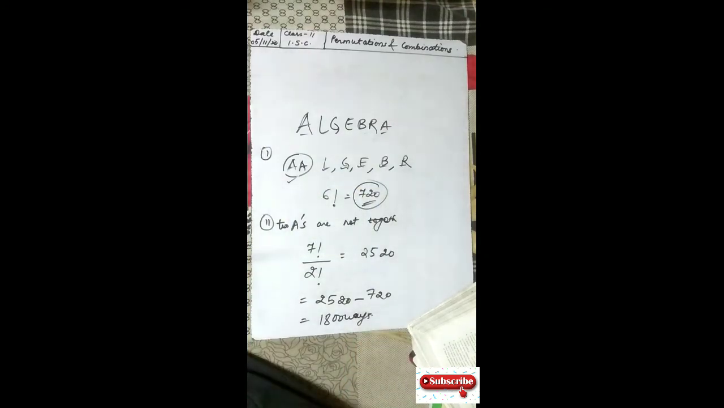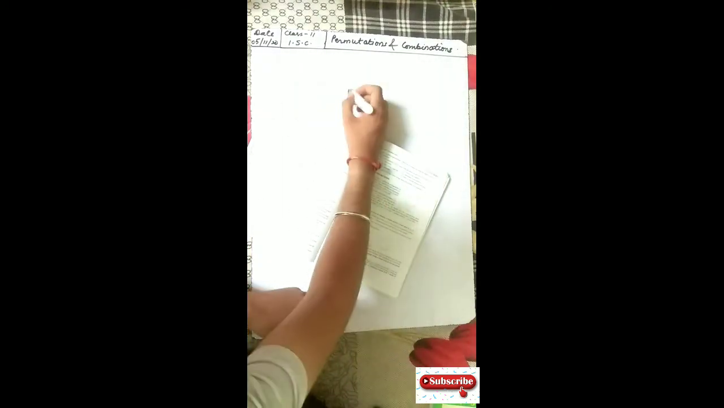Okay. Coming to the next question: how many different numbers can be formed out of all the digits of 1, 1, 1, 2, 2, 3? How many of these are greater than 3 lakh? Three lakh, that is 300,000. So how many different numbers can be formed out of these digits? How many numbers can we make?